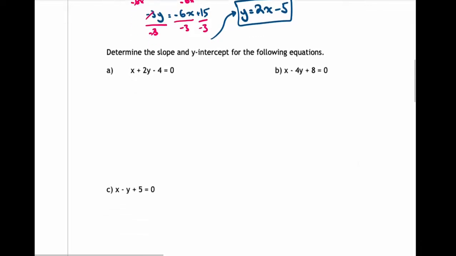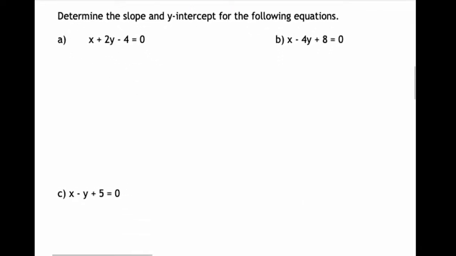For the next question, again, going through the same steps. I want to get it into y equals mx plus b form, because that is how I can determine the slope and the y-intercept. So I have -4. I'm going to cancel it out by adding 4 to both sides. One side cancels out. I'm left with x plus 2y equals 4.